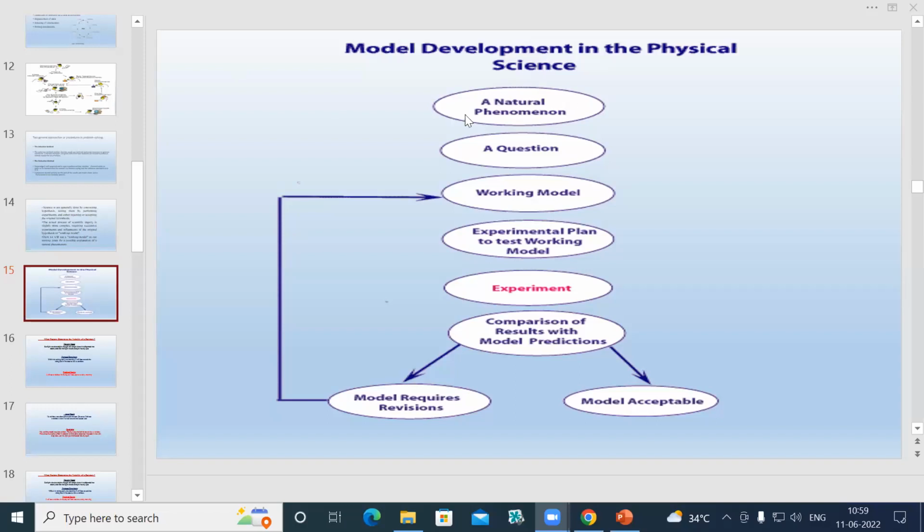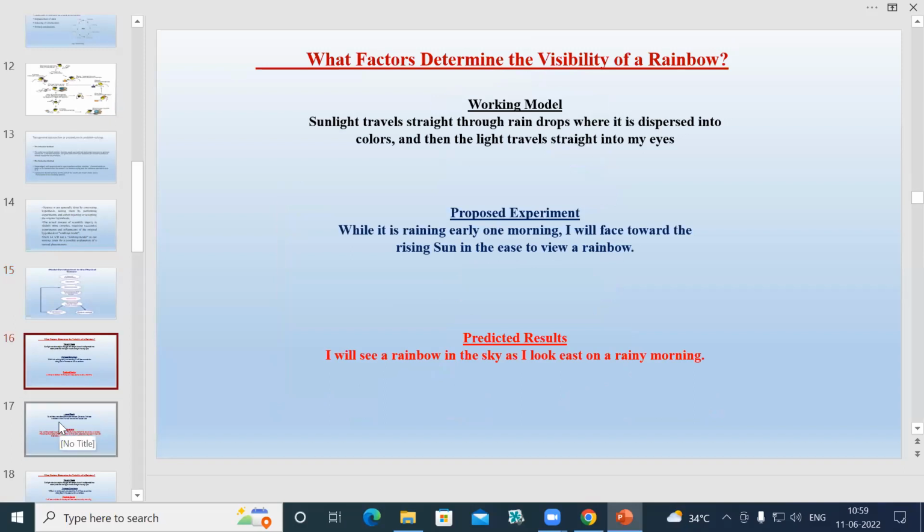So you compare the result with model predictions, and then see whether your model requires revision or whether it is acceptable or not. Now please go for the next slide. Now this is an example. Suppose the question is what factors determine the visibility of a rainbow.